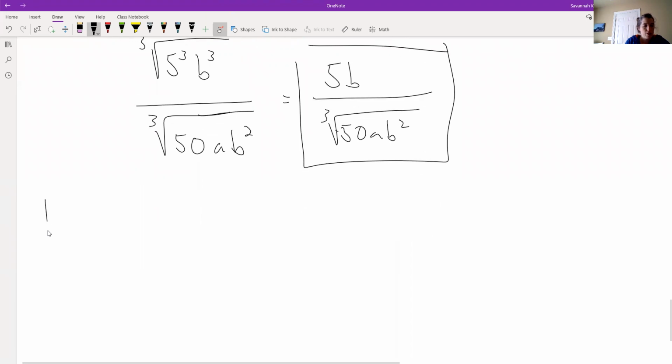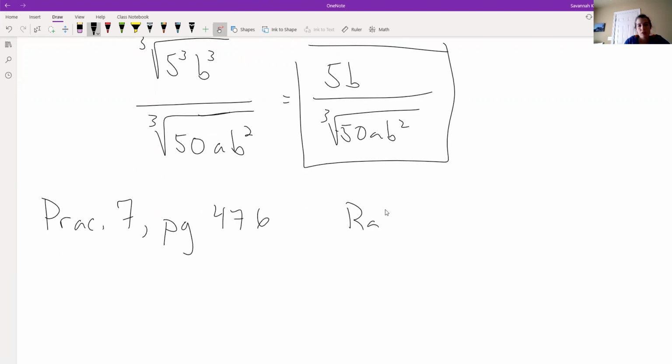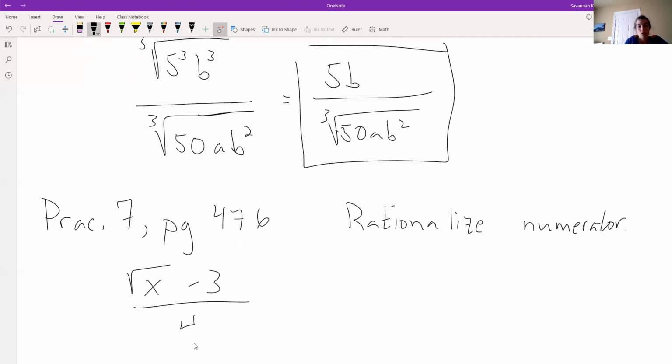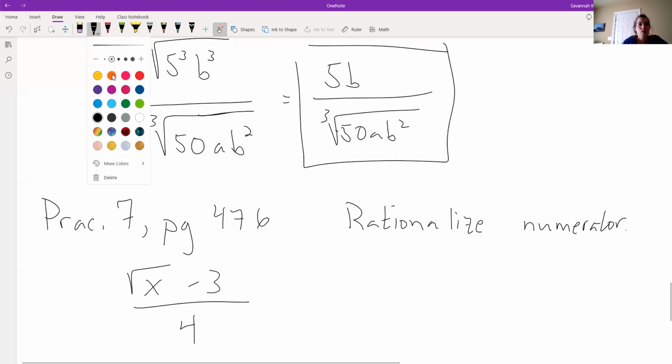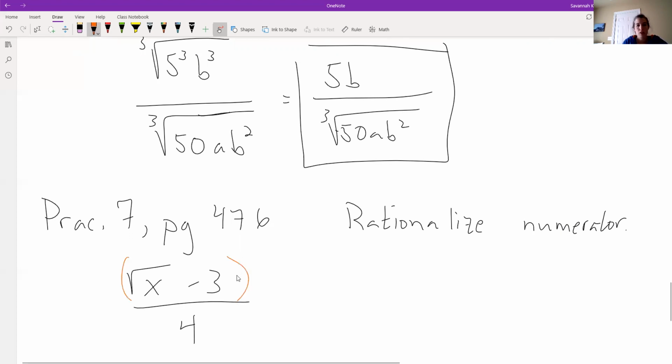Okay, and that brings us to the final practice problem of ending this short little recording where we started it. This is a numerator that consists of 2 parts. So we've got square root of x minus 3 all over 4. I'm going to just go ahead and immediately enclose that. Okay, so this is like my a minus b.